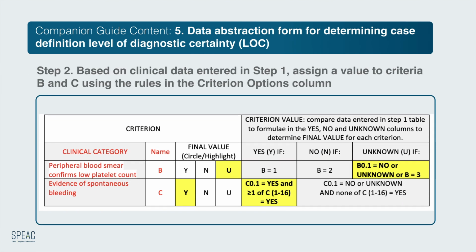After completing the data collection form, there are 3 additional steps in the process of assigning the level of diagnostic certainty. Step 2 uses the data entered in 1 to further define certain criteria. For this example, based on the data entered for the case example, the final value for criterion B is unknown because B0.1 was unknown. Criterion C is yes, because there were 3 different pieces of evidence of spontaneous bleeding.